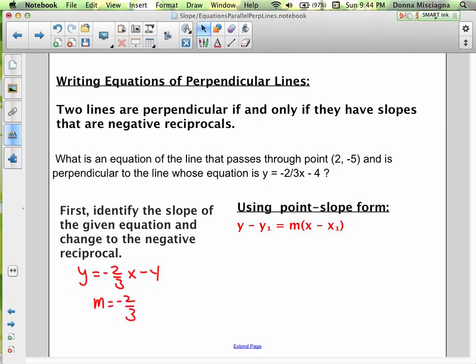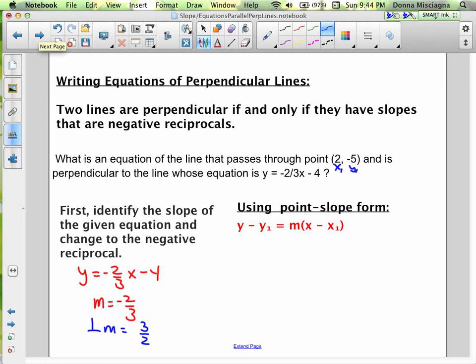Now we need the slope of the perpendicular line. We're just going to flip it and change the sign. So instead of -2/3, we're going to have 3/2. Then we use the point that we're given for x1, y1, and we just replace. Our equation in point slope form is going to be y minus negative 5 equals 3/2 times x minus 2. We'll simplify that minus a negative, so it's y plus 5 equals 3/2 times x minus 2. This would be our point slope form.